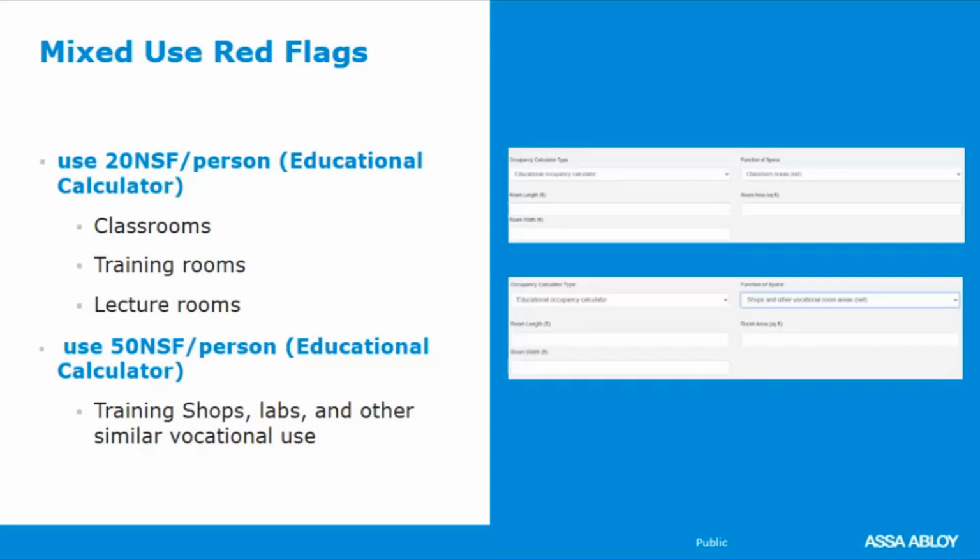And then also under the educational calculator, but using 50 net square foot per person, would be training shops, laboratories, and other similar vocational use.